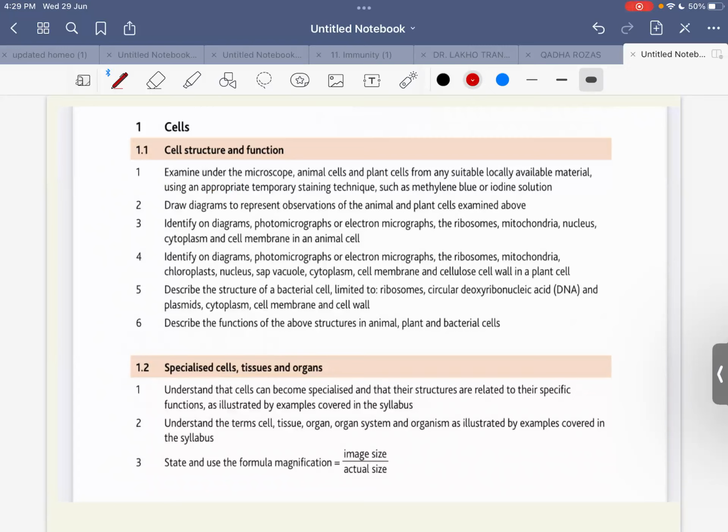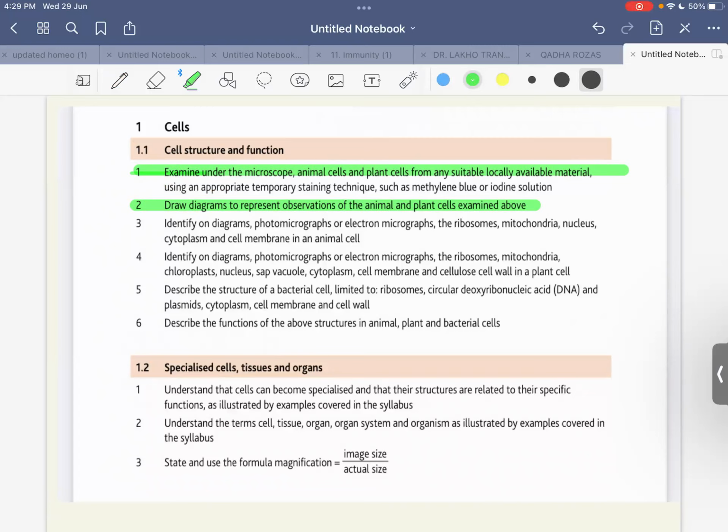So it shows you cells, which is unit 1, and unit 1 itself has been broken down into unit 1.1 and 1.2, in which 1.1 deals with cell structure and function, and 1.2 deals with specialized cells, tissues, and organs. So today, the learning outcomes that we will be covering are learning outcome number 1 and learning outcome number 2. Let me just read it out for you.